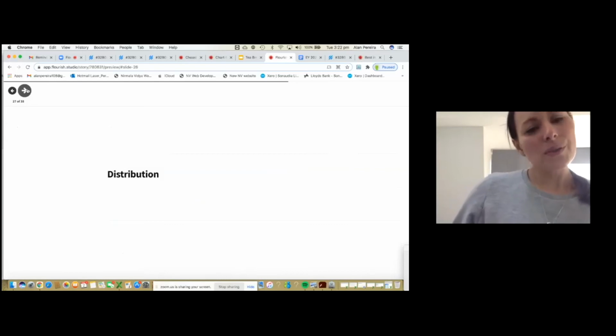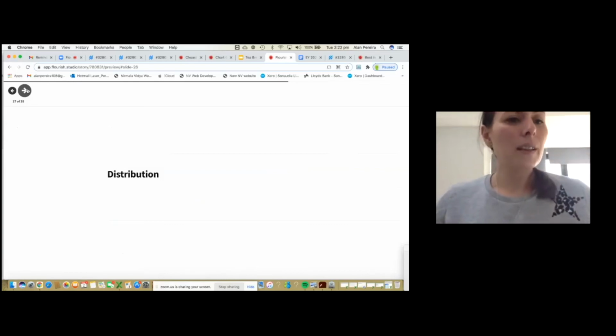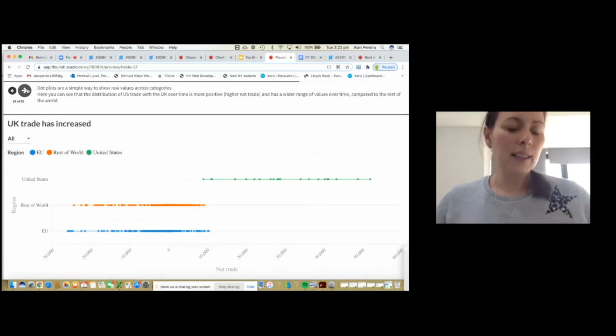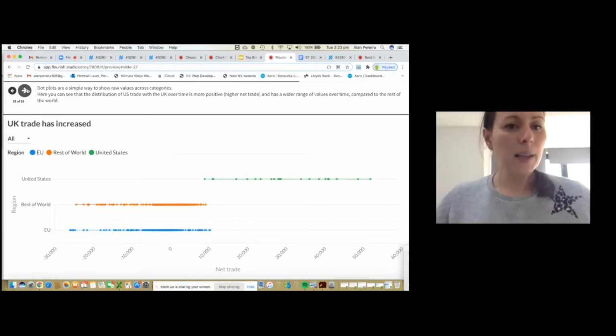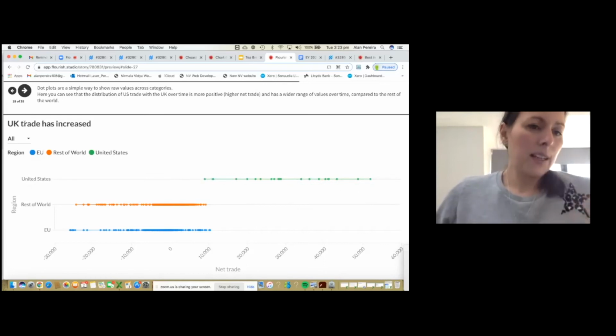So moving on from scatter to distribution, which can also all be done with options in the scatter template. So you can make dot plots out of the scatter template, which show how the raw data values are distributed across categories. Here you can see that the distribution of US trade is very different to the other two groups. It's much more positive. So this is what I was referring to before. Our net trade is positive, so we export more to the US than we import, and it also has a wider range of values over time, so it's more distributed, so it's changed more over time than the rest of the world and the EU.